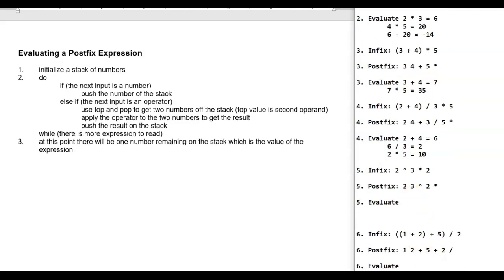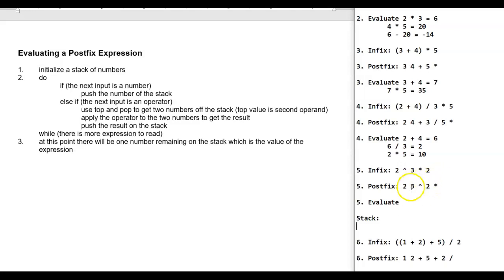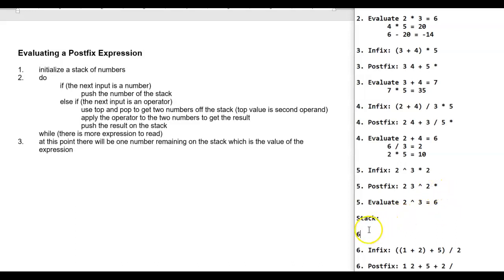Okay, on this guy, we've got 2, we push 2, then we push 3 on the stack. Then we've got exponent, so that's going to be 2 raised to the third power, right, is going to be 6. So we pop both those off, we put the 6 back on, and then we've got 2, so we push 2. And then multiplication. So then next we would have 6 times 2 is 12. So we pop both these guys off and we push the 12 on. That's the end of the expression, and that's our answer.